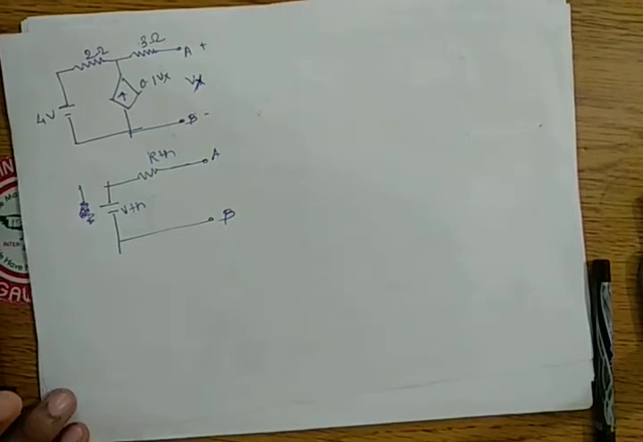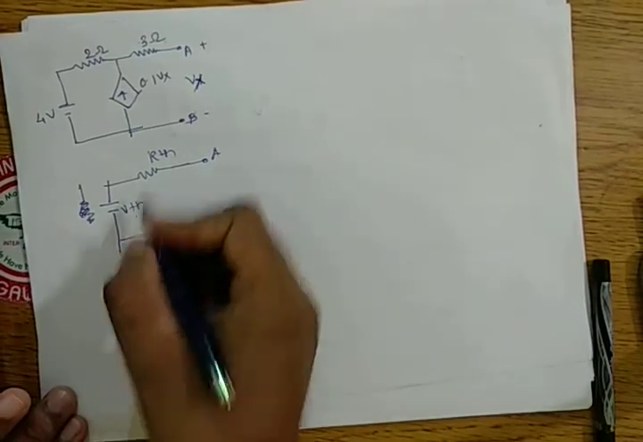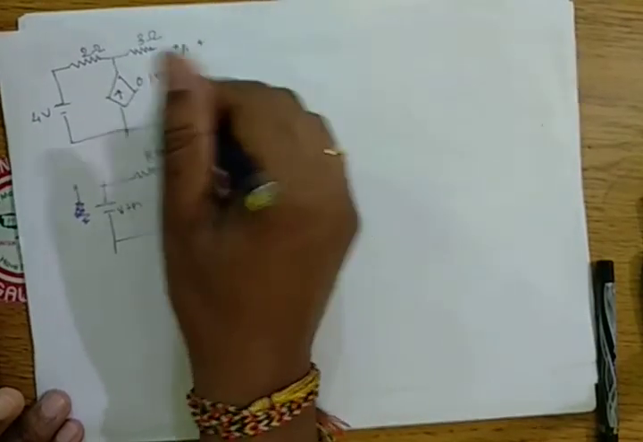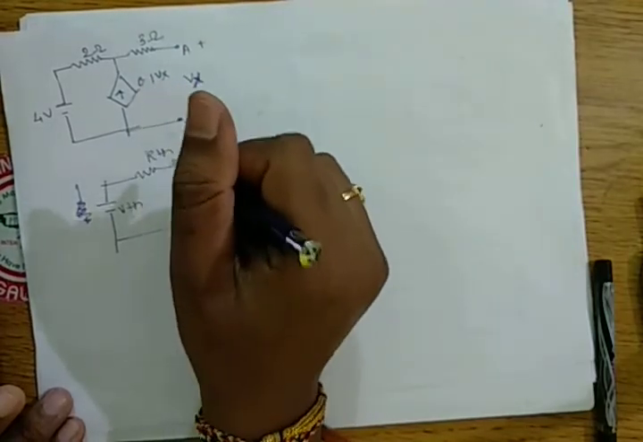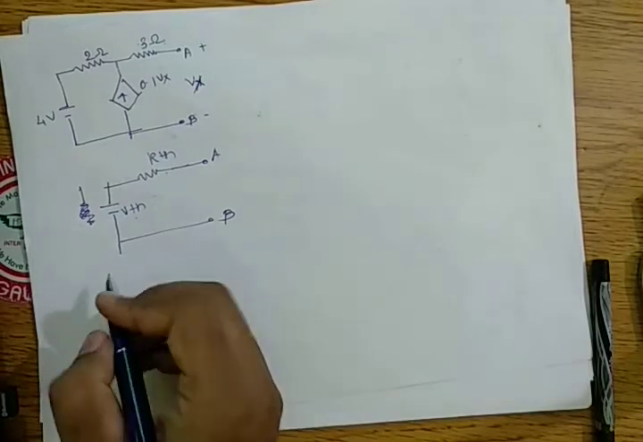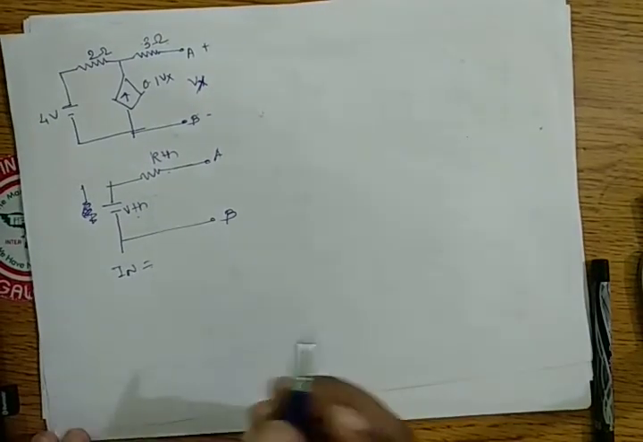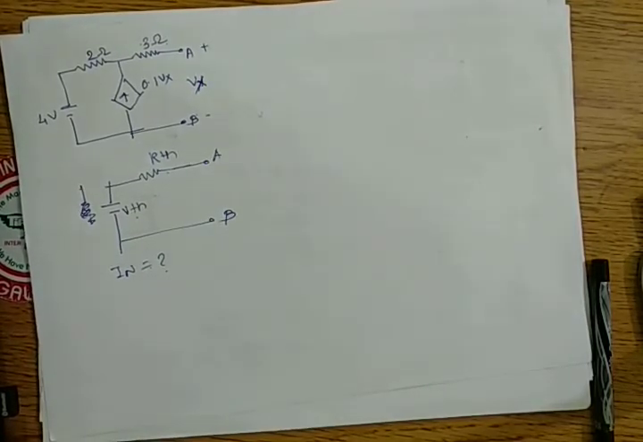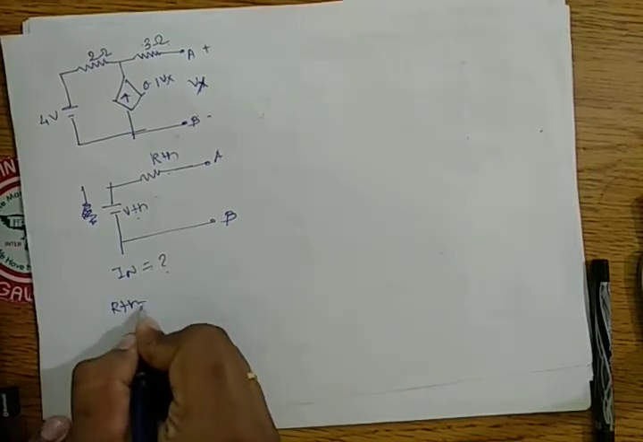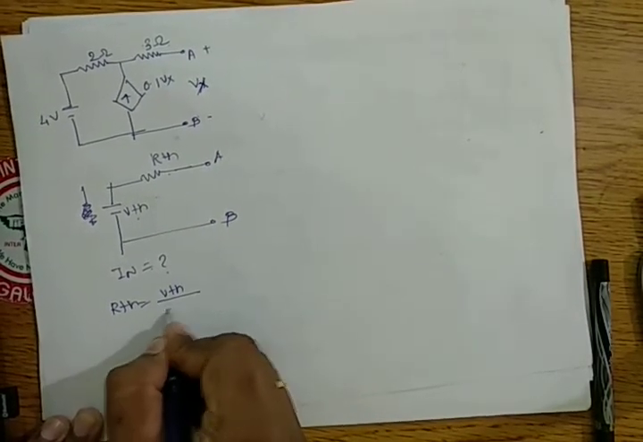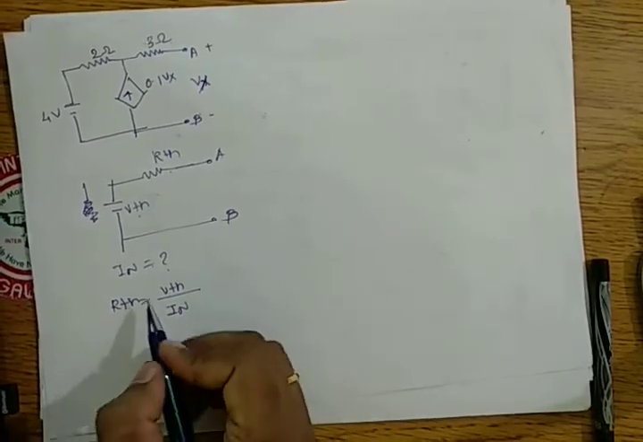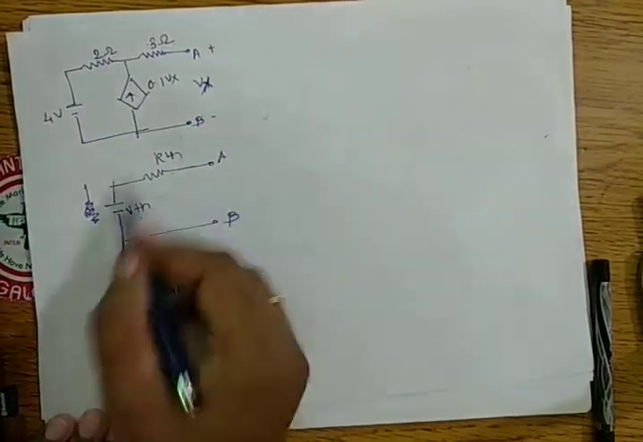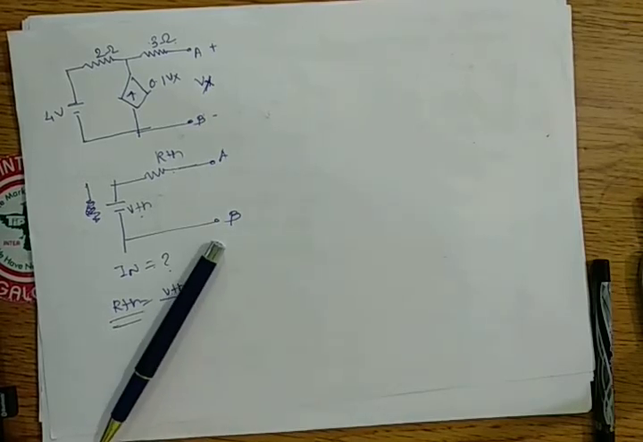For that purpose you have to first find out VTH. How to find out the VTH? You have to open this. Vx will be the VTH, and you have to find out this VTH. Then we have to find out the RTH, but you can't find out RTH directly. You have to first find out the Norton current. Once you find out the Norton current, you will find out the RTH by using VTH divided by IN. So you will get VTH, you will get RTH, and you will find out this circuit. Okay, so that is the way you have to find out this diagram.